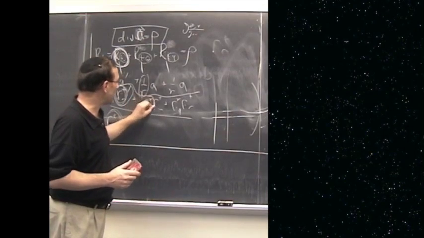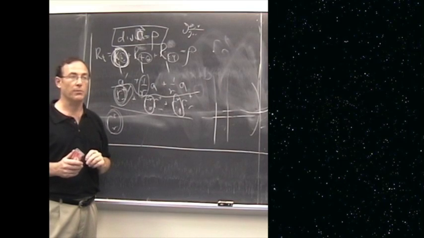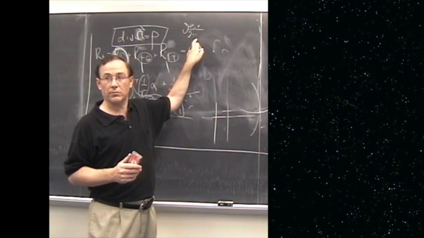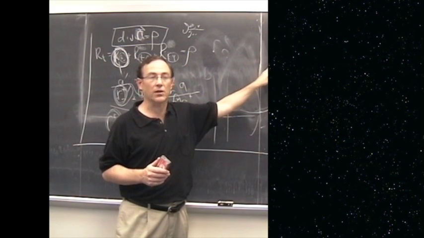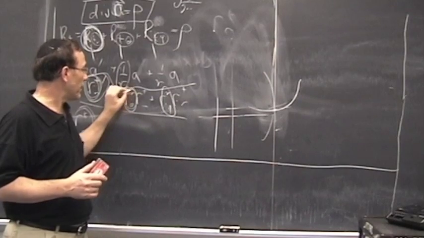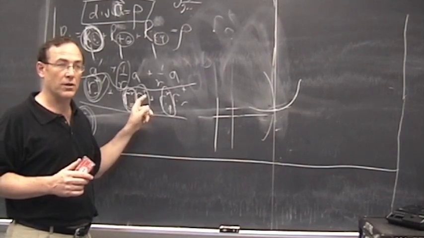Now, what was the substructure of this thing and this thing? Where did these things come from in terms of geometry? We just saw that they came from the g prime over g. In other words, the metric coefficients, the coefficients in front of the dx squared, dy squared, the r squared, the theta squared, etc. All right?